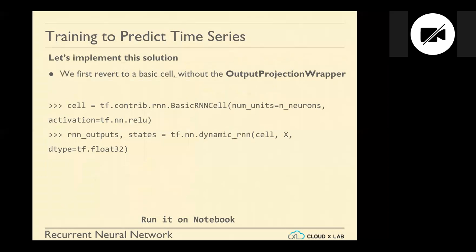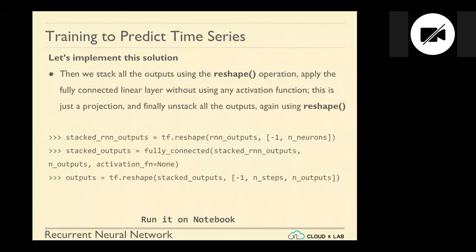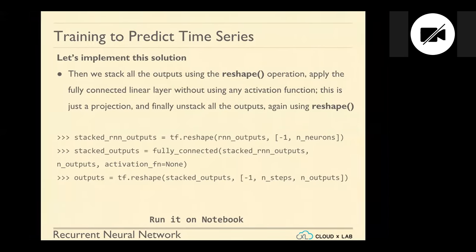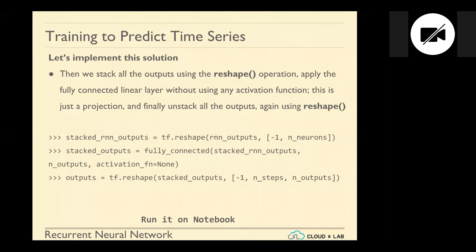So we're going to walk through this. We'll first revert to the basic cell without the output projection wrapper, and then we will stack all the outputs using reshape and apply a fully connected layer without using any activation function. This is just projection. And finally, unstack all the outputs again using reshape. Reshape is the one which is going to change the dimensions, converting columns into rows and so on.